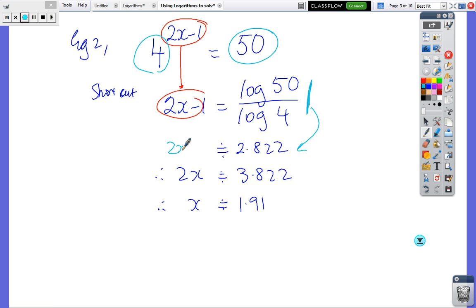So that's still 2x minus 1, and then take the 1 across by adding, and then just at the end divide by 2. So that gives you the answer of 1.91. And again, there might be some rounding errors, but I'm hoping that's correct to 2 decimal places. Okay, so copy that down, and when you're ready, come across.